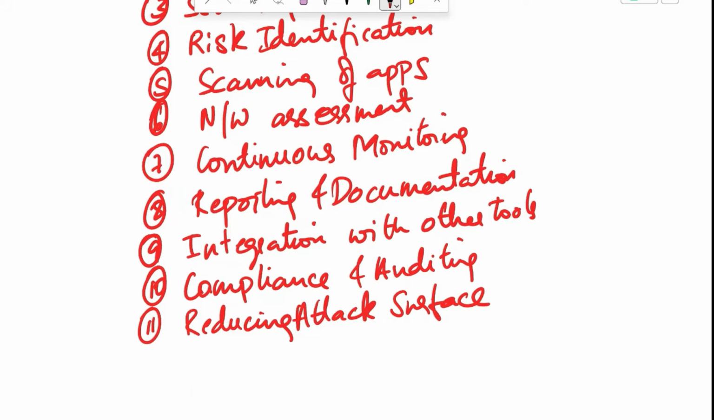So, overall, a vulnerability scanner streamlines the vulnerability management process by providing automated, comprehensive, and actionable insights into an organization's security vulnerabilities, helping to enhance overall security posture.